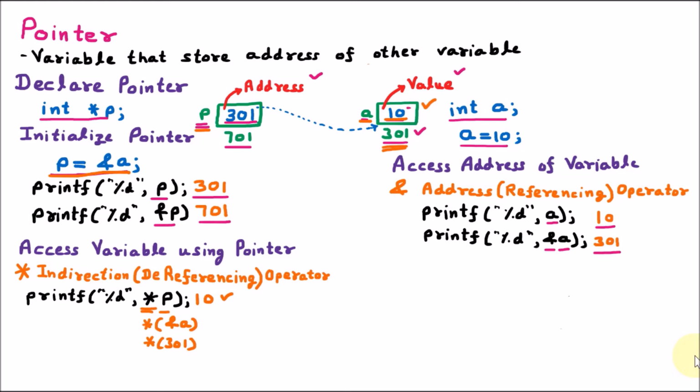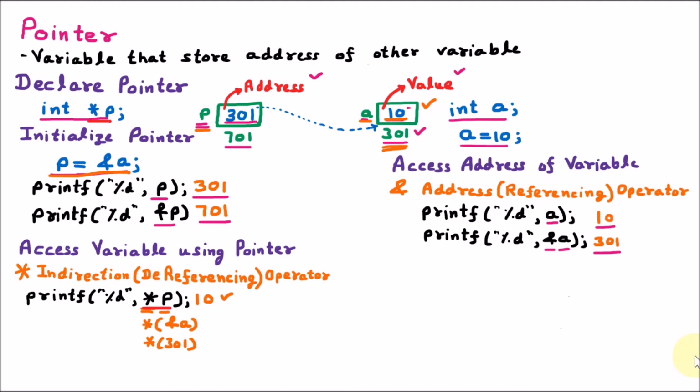In pointers, there is a big confusion. Now you can see that in int star p, first of all we are saying int star p, that means declaring the pointer. Then further we are saying star p, it is the value. So sometimes people get confused.